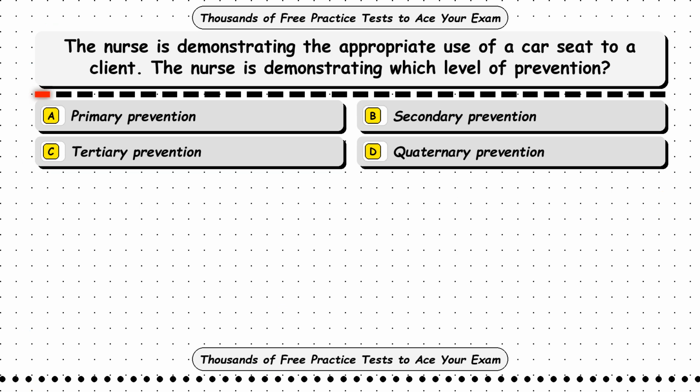Question 5. The nurse is demonstrating the appropriate use of a car seat to a client. The nurse is demonstrating which level of prevention? Option A, primary prevention. Option B, secondary prevention. Option C, tertiary prevention. Option D, quaternary prevention.